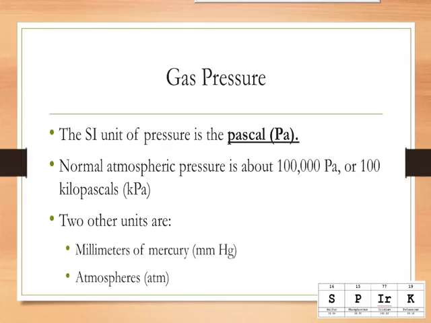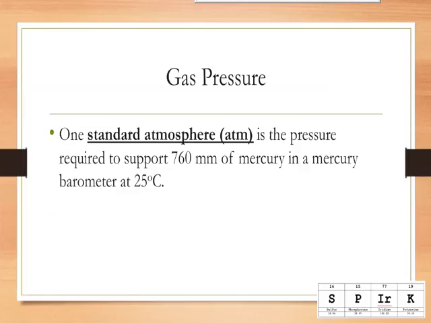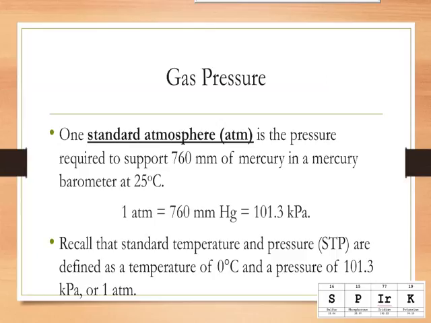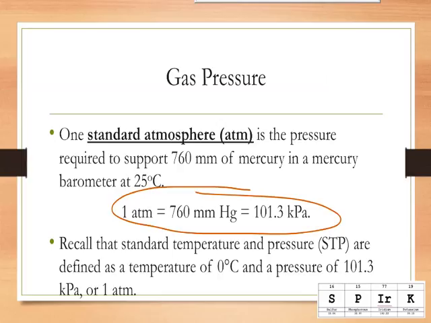Two other units are millimeters of mercury and atmospheres. One standard atmosphere is the pressure required to support 760 millimeters of mercury in a mercury barometer at 25 degrees Celsius. So one atmosphere is equivalent to 760 millimeters of mercury, which is also equivalent to 101.3 kilopascals. Recall that standard temperature and pressure, STP, are defined as a temperature of 0 degrees Celsius and a pressure of 101.3 kPa or 1 atm. We're going to want to know that these three are equivalent so that we can convert between units of pressure.